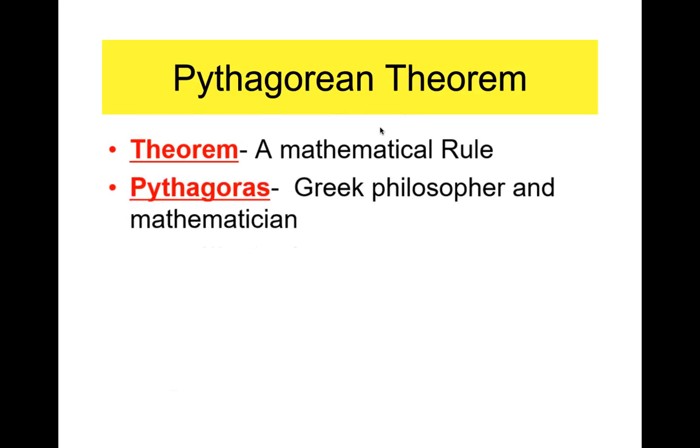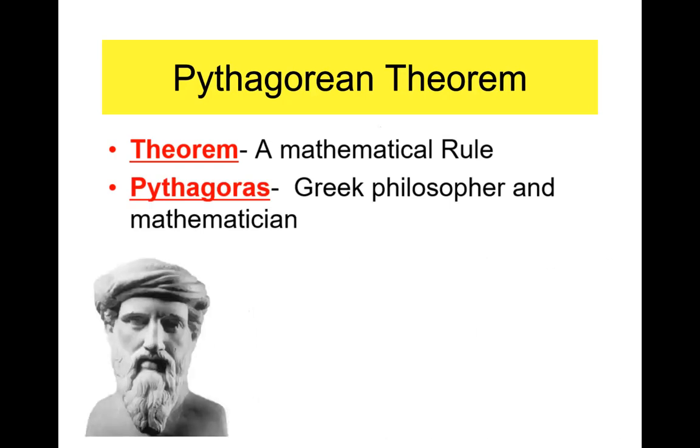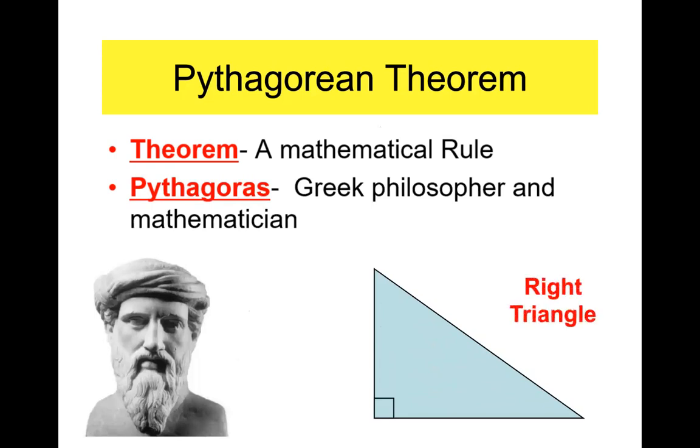The Pythagorean theorem comes from a guy named Pythagoras. He was a Greek philosopher and mathematician a very long time ago. There is a statue or a bust of him. And his theorem deals specifically with just right triangles. So only right triangles, not all triangles, but right triangles.